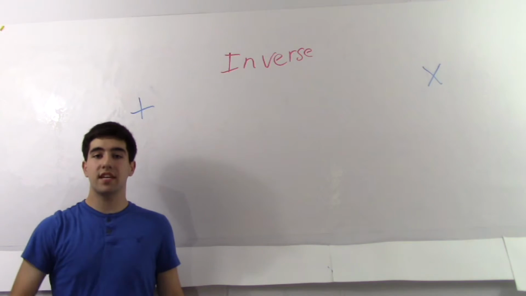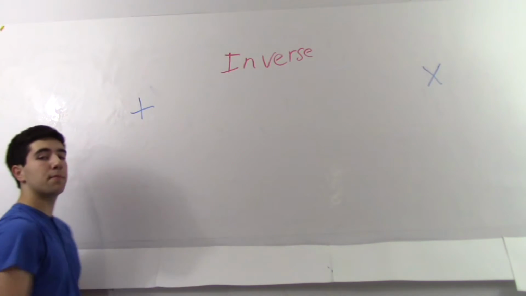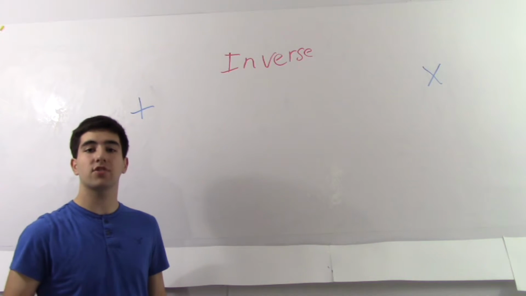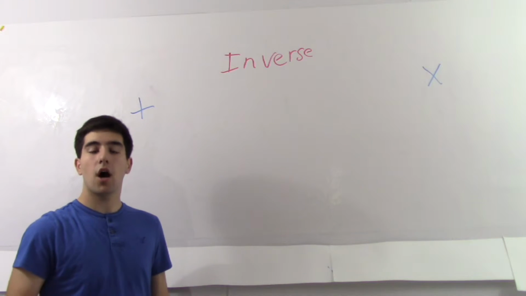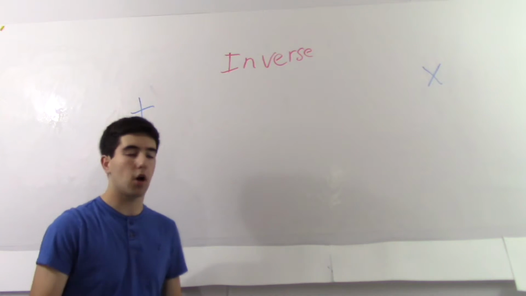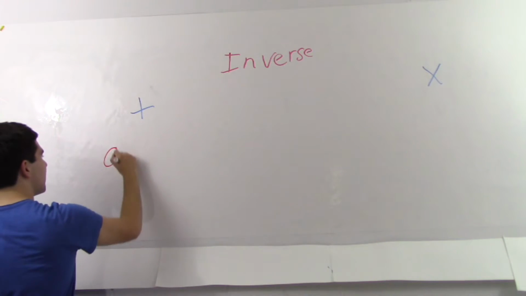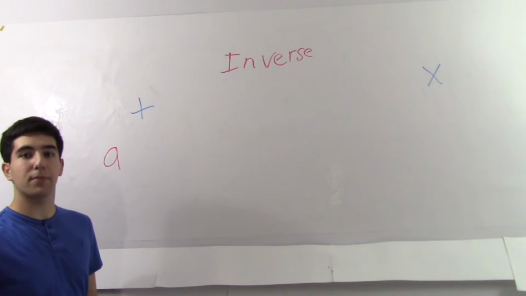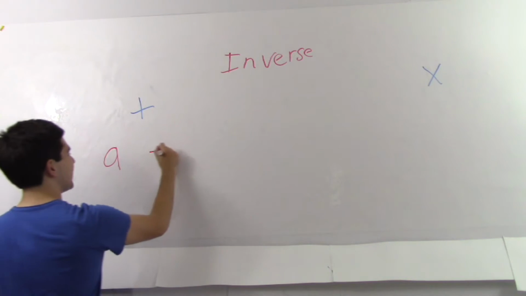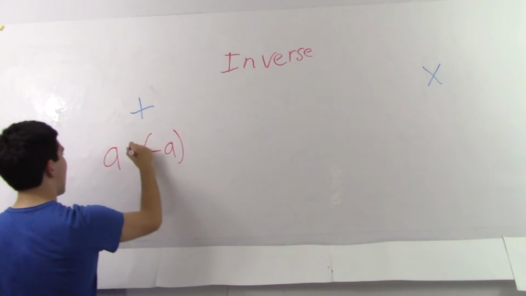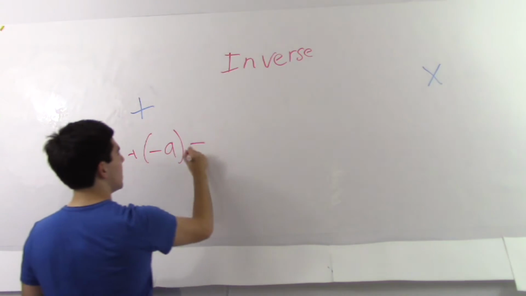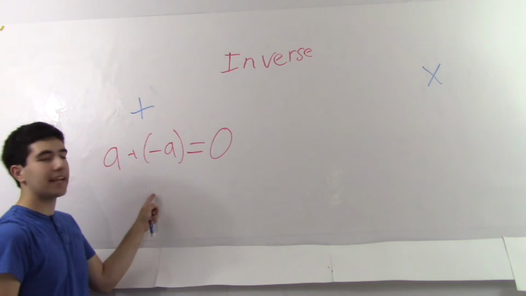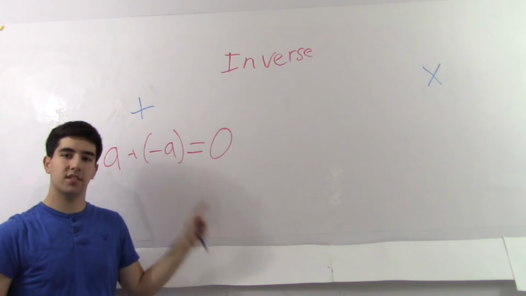Next we are going to cover the inverse property of both addition and multiplication. What the inverse property is trying to do is find the opposite of the number or variable you are using. So if we have A, the inverse of A when using the inverse property of addition is negative A. So you're going to add A plus negative A, and you're going to get 0. You know you're doing it right in this case if your answer is always 0.